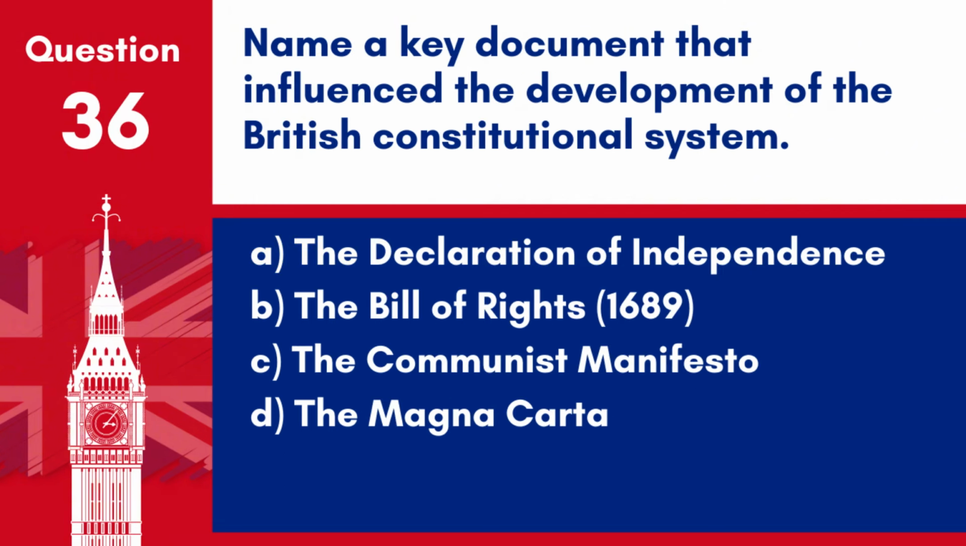Question 36. Name a key document that influenced the development of the British constitutional system. A. The Declaration of Independence. B. The Bill of Rights, 1689. C. The Communist Manifesto. D. The Magna Carta. Answer. B. The Bill of Rights, 1689. The Bill of Rights, 1689, is a key document that set out certain rights of Parliament and limits on the monarch's power, influencing the development of the constitutional system.